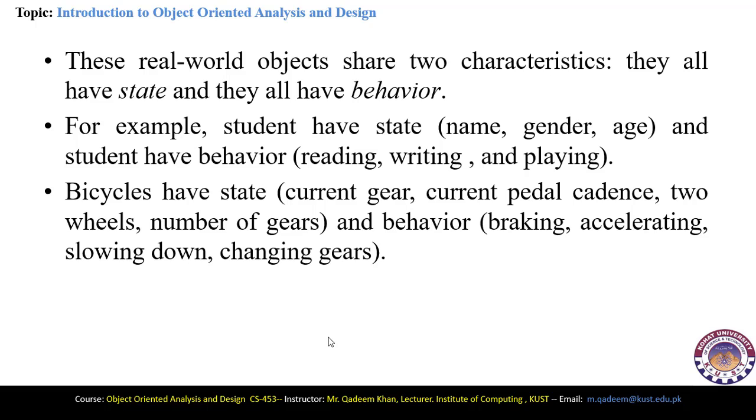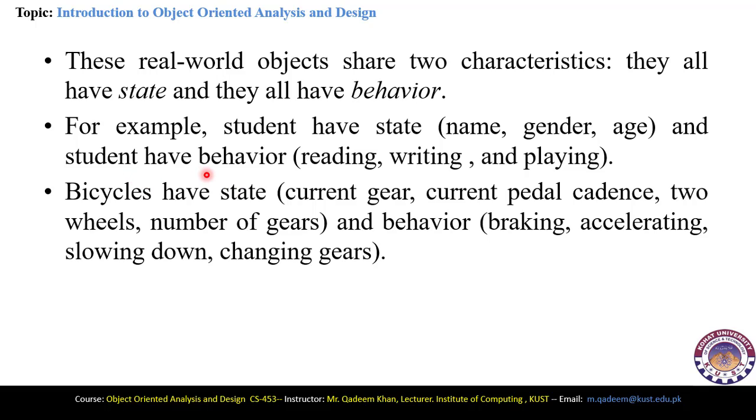Now the real world objects share two characteristics: they have states and they also have behavior. Here are other examples. For example, the student has state: the name of the student, gender of the student, age of the student. Similarly, the product also has a name, then a price, and then an expiry date.